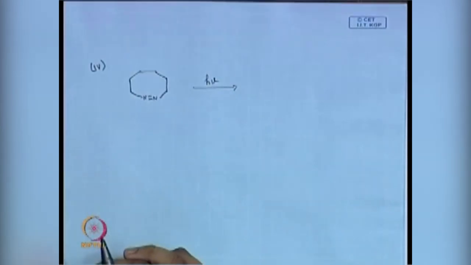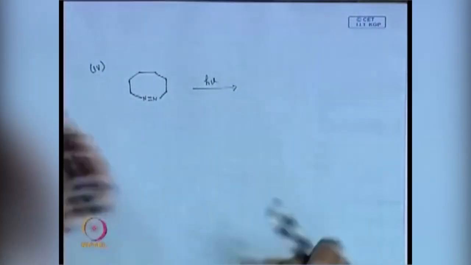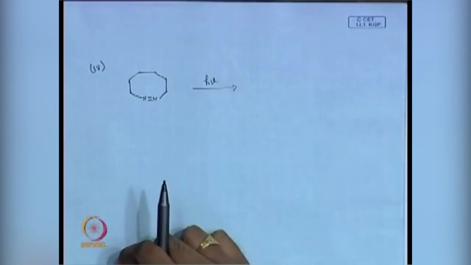So I have to write this. Whenever you write azo, it's nice to put your lone pair of electrons. Okay, and show how these lone pair electrons are cis and trans. That's also a nice way of looking at it. That's how you study.